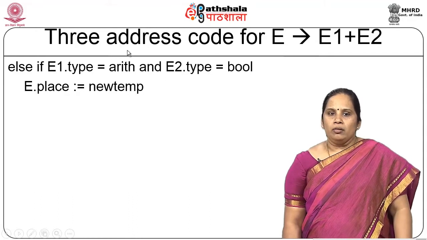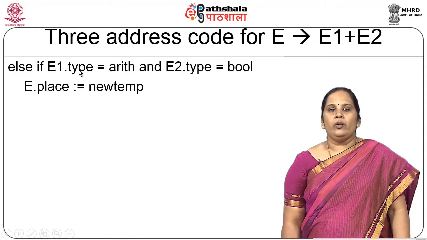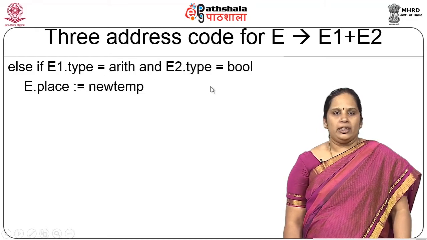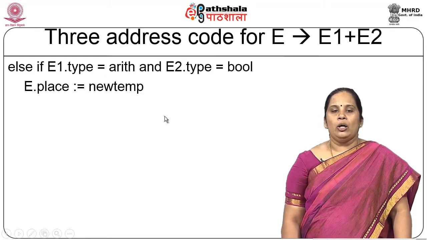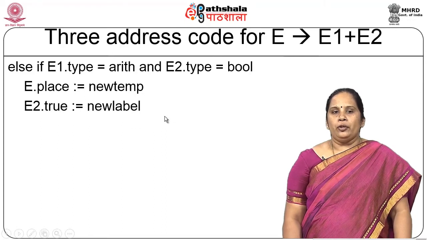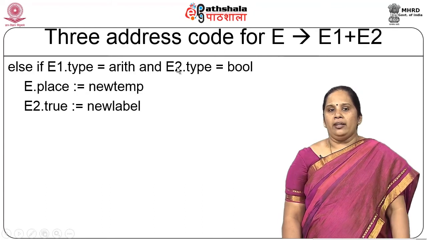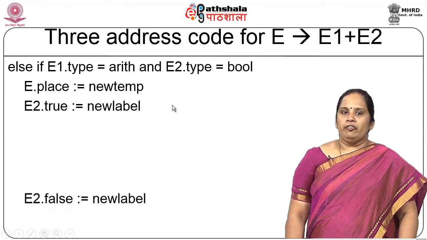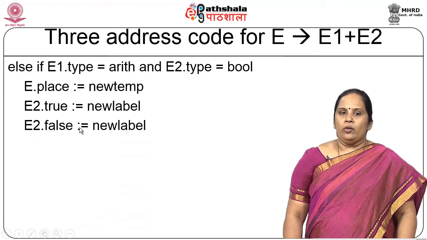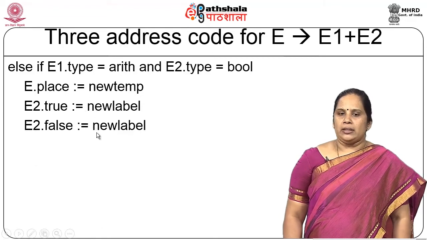Now I can also do a reverse. If E1 could be bool and E2 could also be arithmetic. So whatever it is, the same logic holds good. So in that case, what you do is you generate the LHS non-terminal having a new temporary variable, and you also generate E2 dot type. E2 can be either true or false, right? So in that case, you define E2 dot true and E2 dot false will be having two new labels, okay?